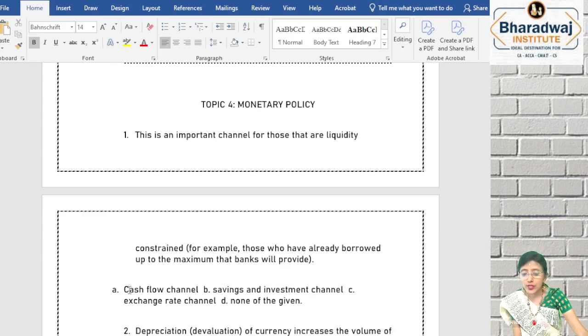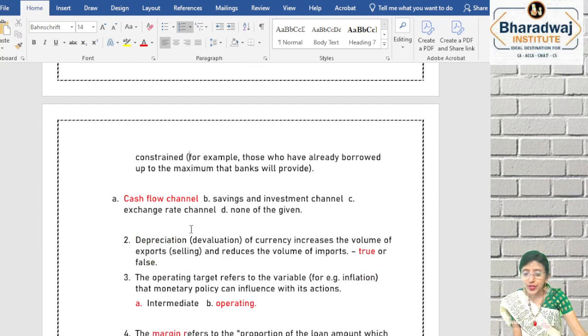The answer to the first one is cash flow channel. The word liquidity is a clue for that. Liquidity constraint is the answer. So, cash flow channel. Second one is true. Because in depreciation, what happens? The value of my currency is lowered. So, when I have to export, I'm a seller, and people are ready to buy from me. So, when there is a depreciation, exports will go up. Imports will come down because I find other goods expensive; I have to pay more.